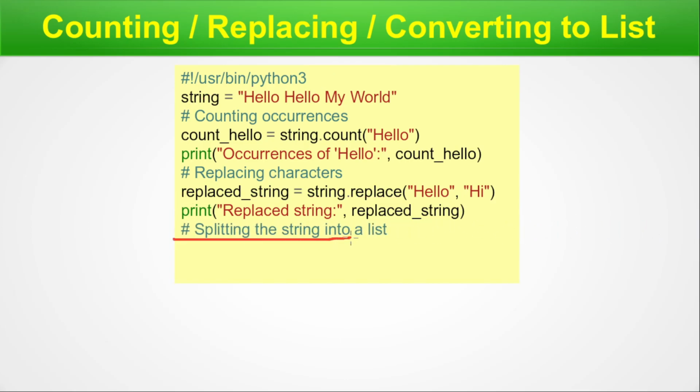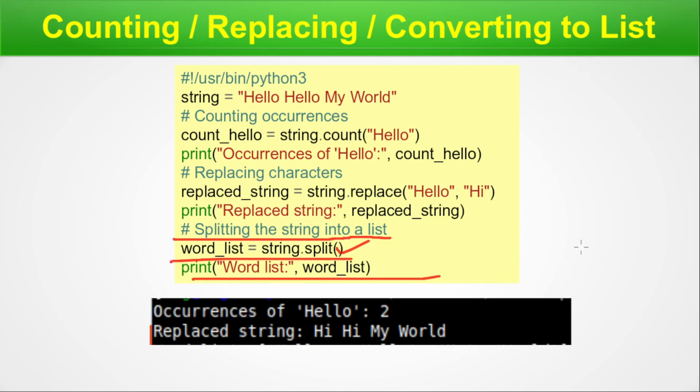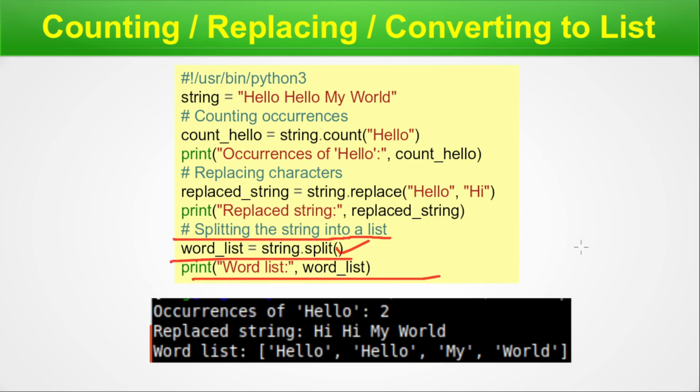Next, splitting the string into a list. What will happen here? The word list is string dot split, and we don't give anything inside the split. As a result, it will split everything. Let us see what comes as an output. As we run the code in the terminal, we get the output here.